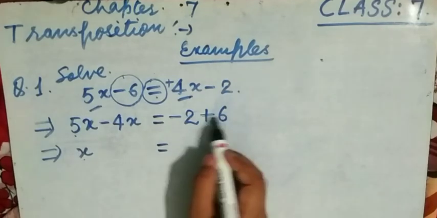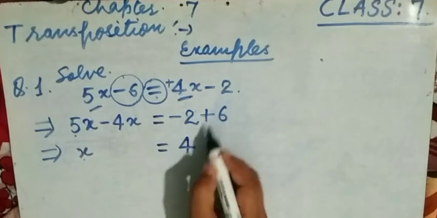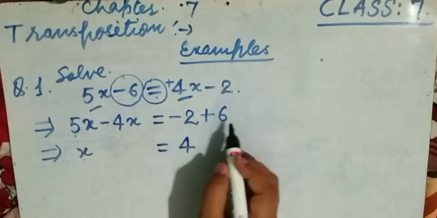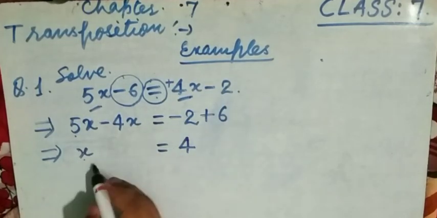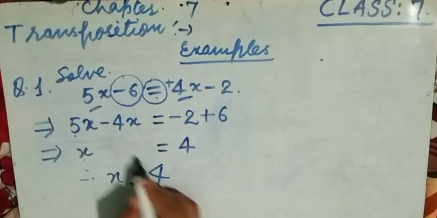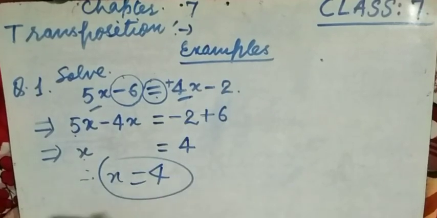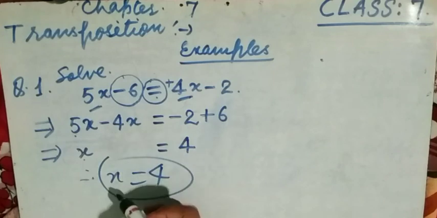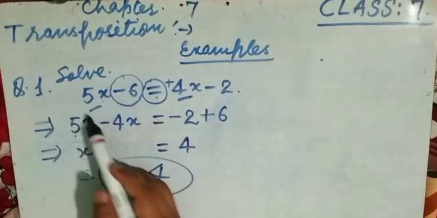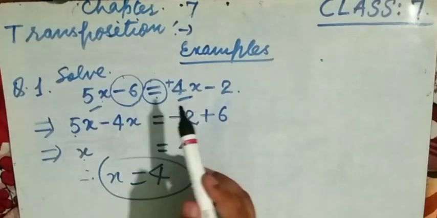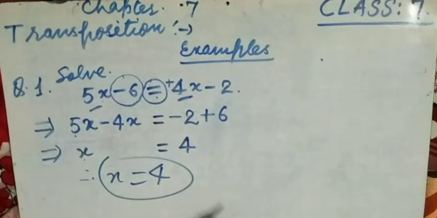Here 6 minus 2 is equal to 4, and we have to place the positive sign of the greater value, because 6 is the greater value and the sign of 6 is positive. Here it is positive, that means x is equal to 4. This is your answer, and you can check by putting the value x equal to 4 here and here, you will get the left hand side equal to the right hand side. Okay, I hope it is clear.